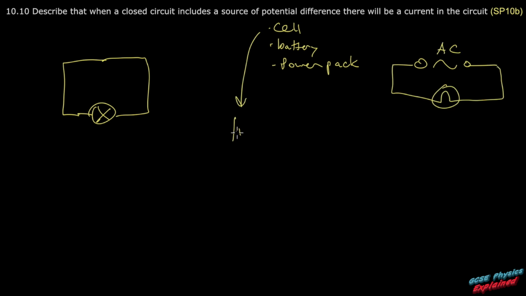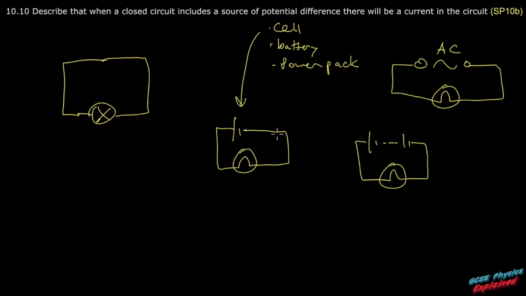The cell would just be like that. You can see I had originally drawn my bulb like an X, but you can draw it like this as well. Or if you have the battery, it will be like that. And you'll have a current flowing around the circuit. Remember, it's the same size current everywhere because I've drawn a series circuit. And I've drawn conventional current as well, which comes out of the positive and goes to the negative.